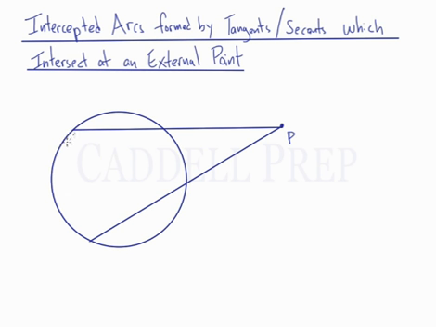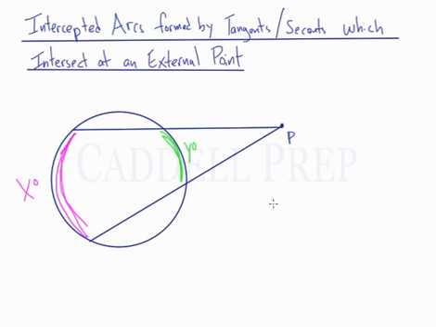So I have one arc here, and we'll say this is x degrees. We have another arc here. Okay, it's intercepted, it's in between the two secant lines, and we'll say this is y degrees. And then we have angle P.